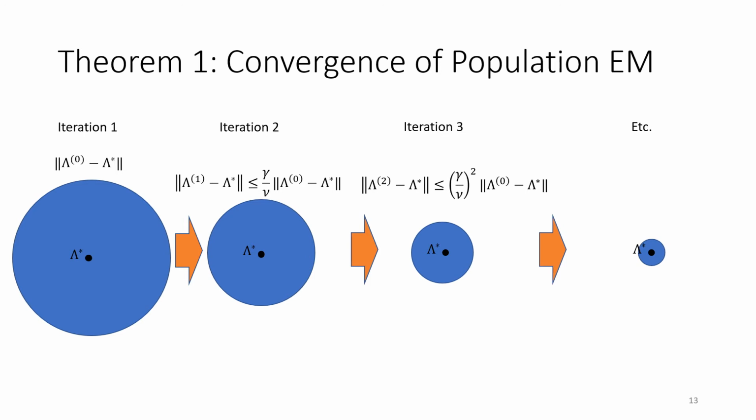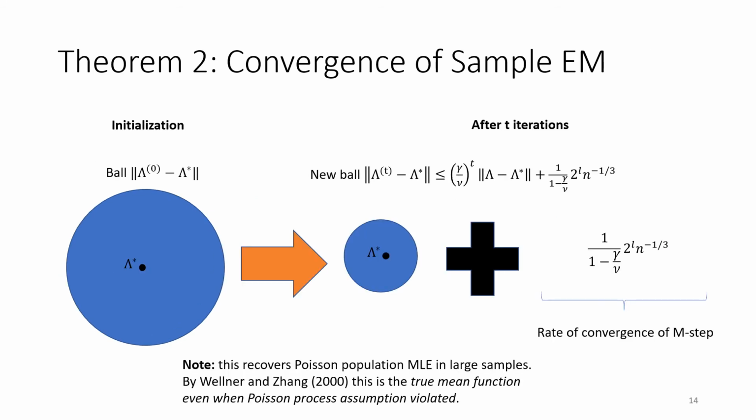So we have two theorems. The first one is convergence of population EM. And what this says is that if you start in some ball around your true mean function, as the number of iterations increases, the ball shrinks. Theorem 2 involves convergence of finite sample EM. And here you still have the original population term, but now you have another term that goes to 0 as your sample size goes to infinity.